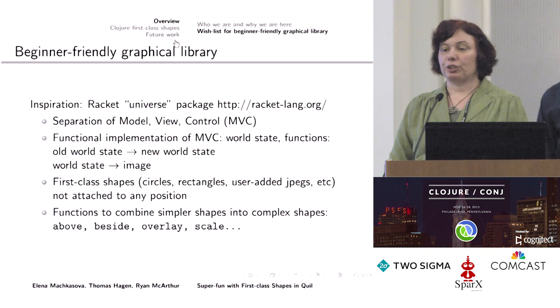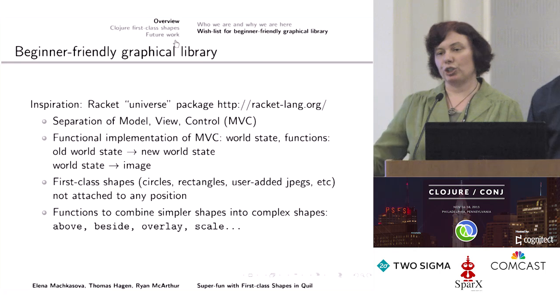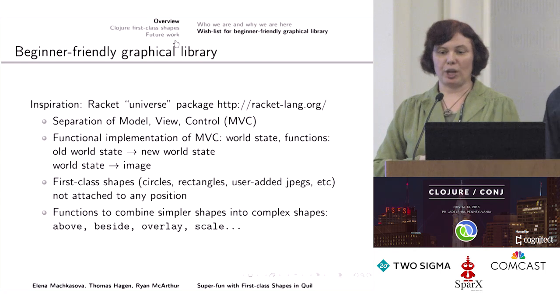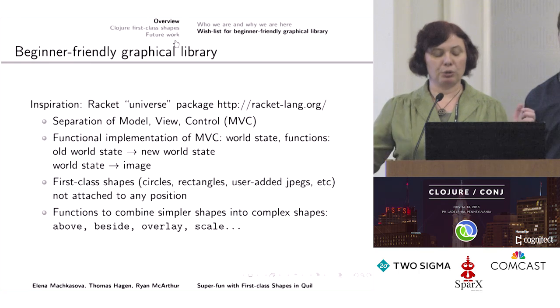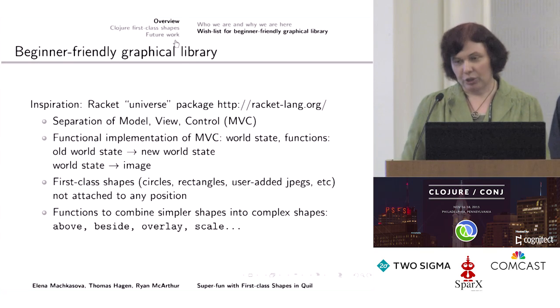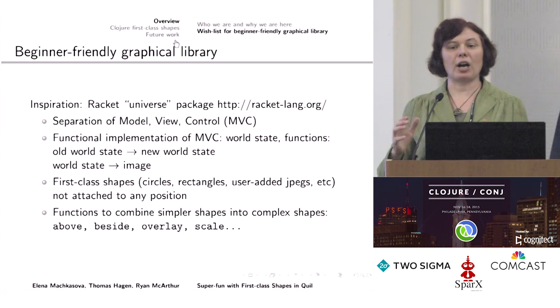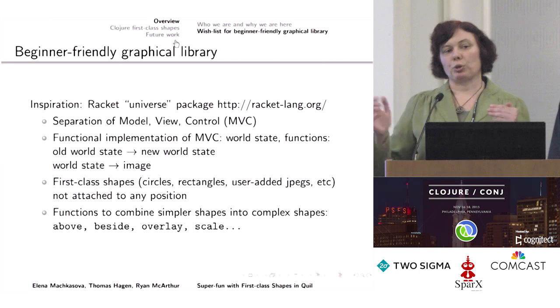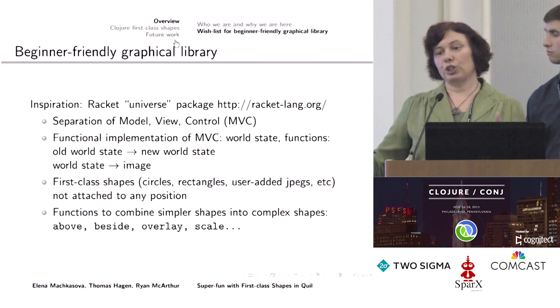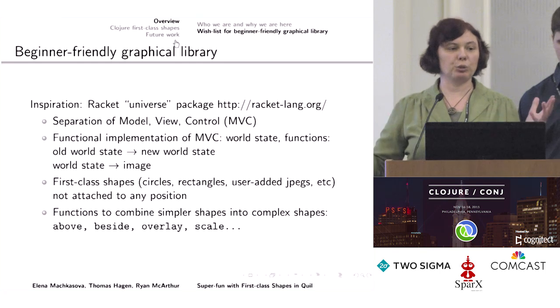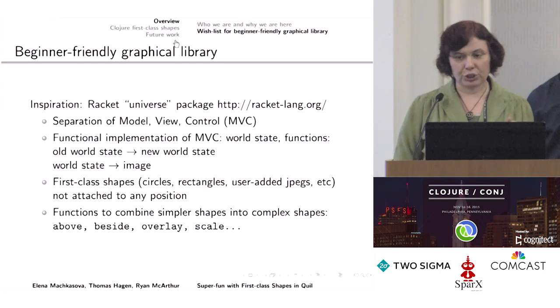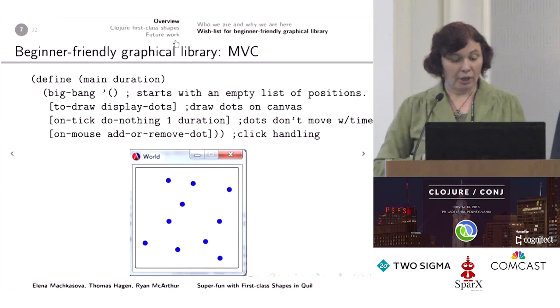And there is a variety of functions that can be used to combine these shapes into more complex shapes. And then, again, treat them as one thing. So you can combine them, create a picture of a car, and work with it in your program however you want. And when you need to put it on the canvas, on the visual representation, you can do that, but you don't have to. So it's a thing on its own.